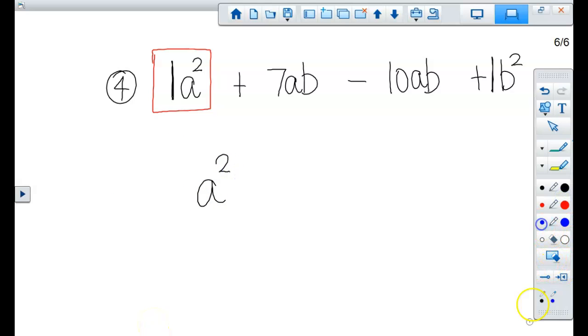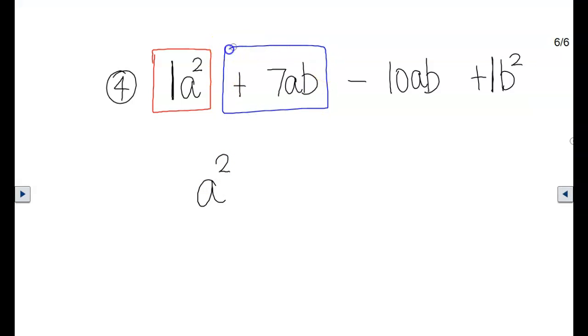All right, I'm going to take another color, and I'm going to go to term number 2. Now I want you to notice that he is plus 7ab. So I'm going to put him in a box. His last name is ab. Does anybody else have that? Well, yeah, right here. And I want you to notice that he is minus 10ab. So these two terms are going to combine.